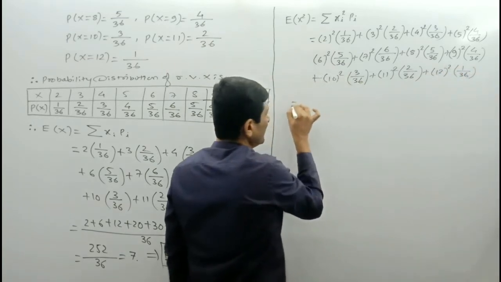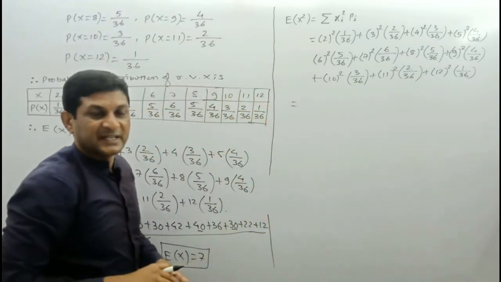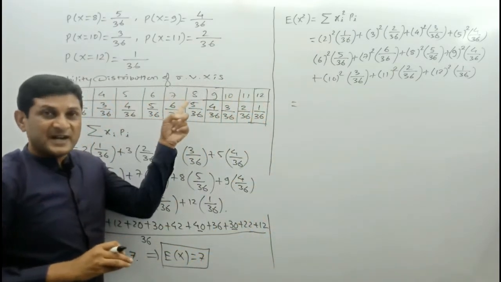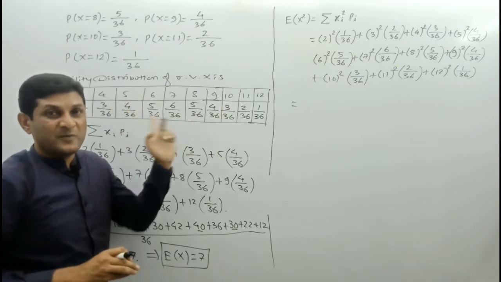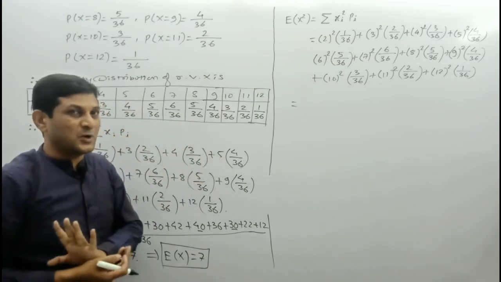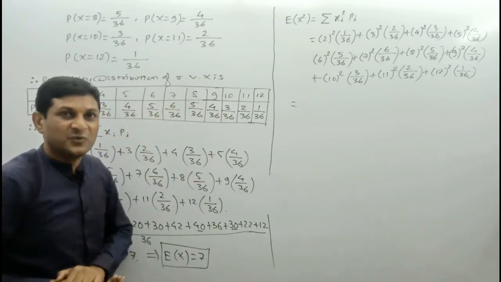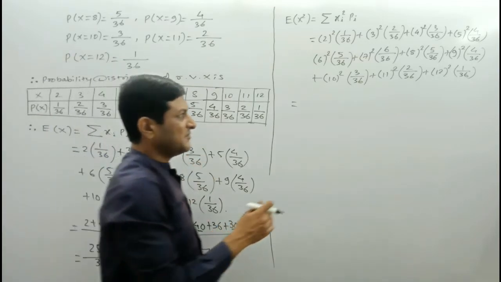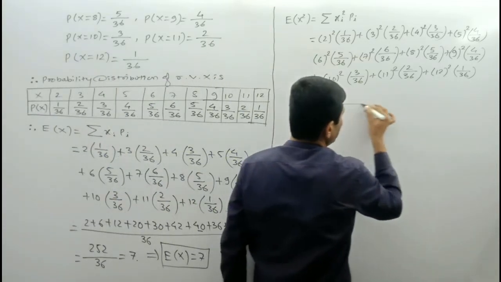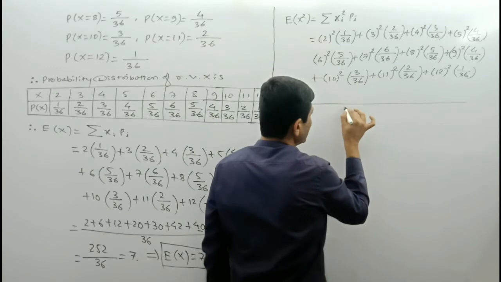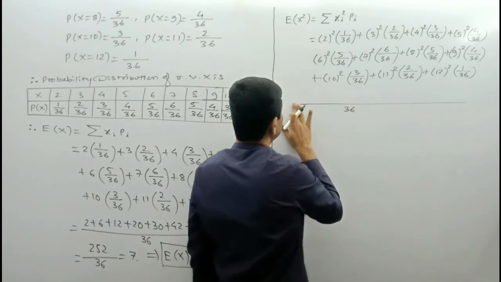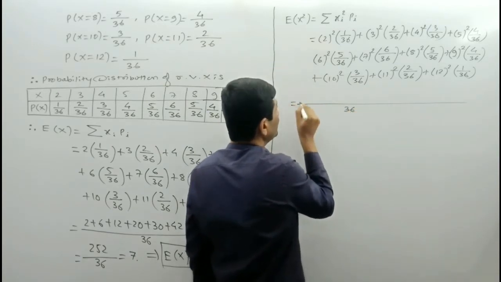So which is equal to, just simply we have taken the sum of the product of the square of the value of the random variable and its probability. Applying this formula, the remaining part is the simplification part. Here also we can observe that the denominator of all the terms is the same, that is 36. Simply we have to take the addition of the numerators.